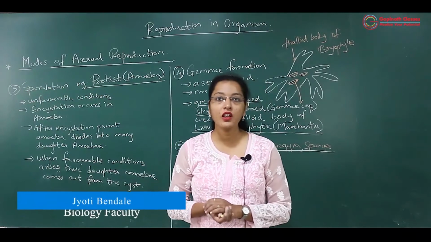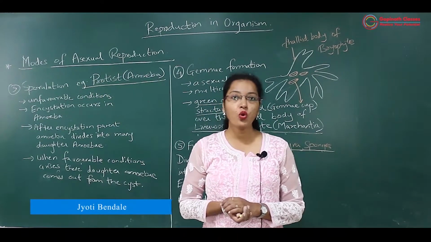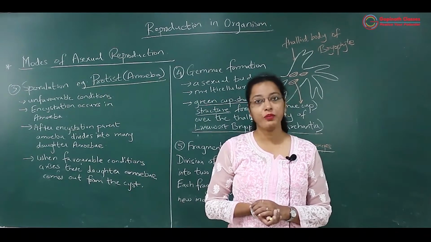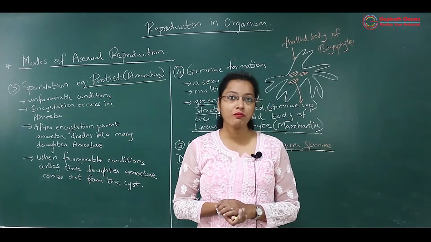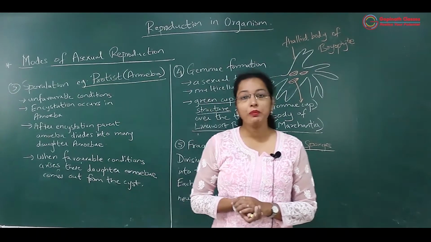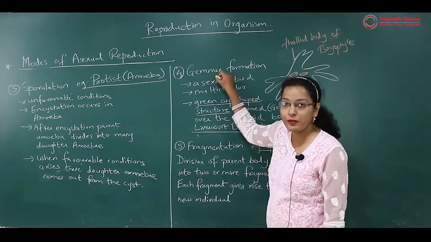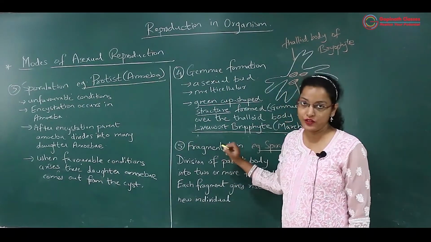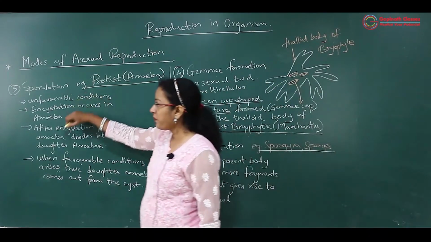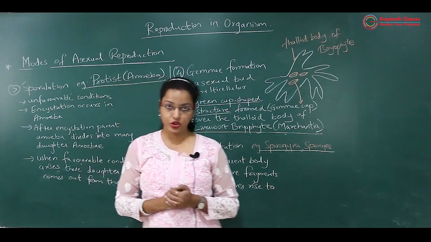Hello students, last time we studied a few of the modes of asexual reproduction, that is fission and budding. Now we will be learning about sporulation, gamete formation and fragmentation in detail. So, let us see what is sporulation.